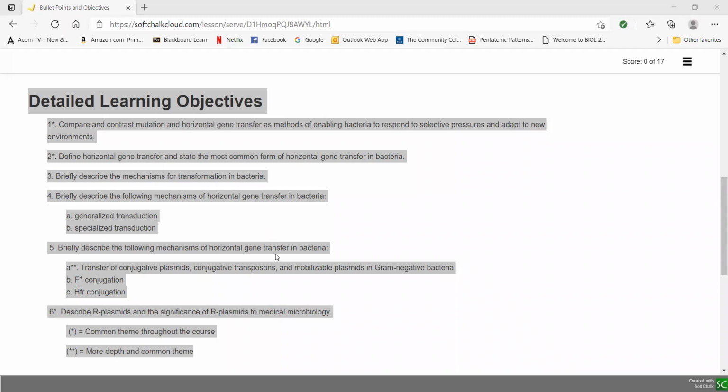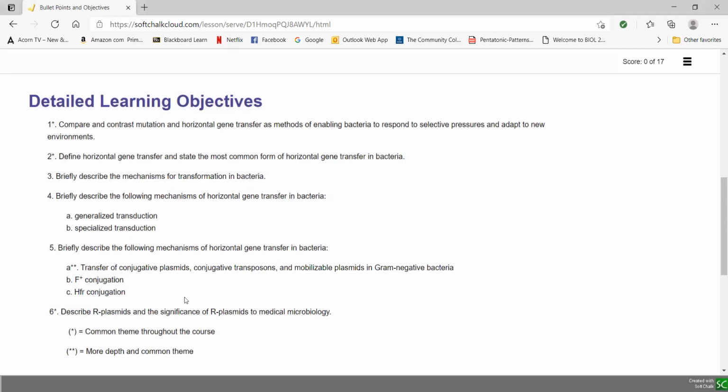Let's move on to our next objective. Okay, we have objective 4. We just did. Objective 5 says briefly describe the following mechanisms of horizontal gene transfer in bacteria. Now B and C have no asterisks. So as we go through there and we see F plus conjugation in the lesson and HFR conjugation in the lesson, we'll need to be able to recognize the general process on maybe a single multiple choice question.